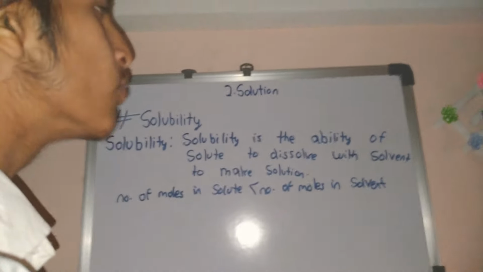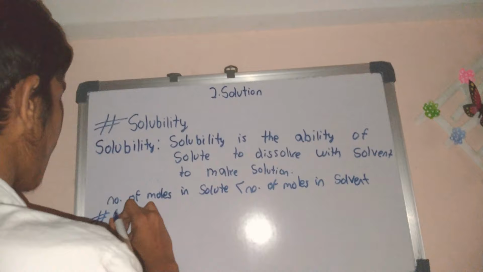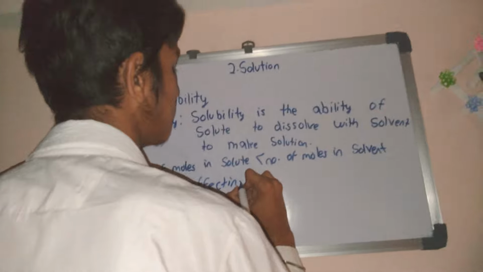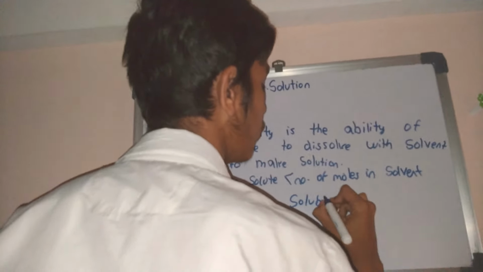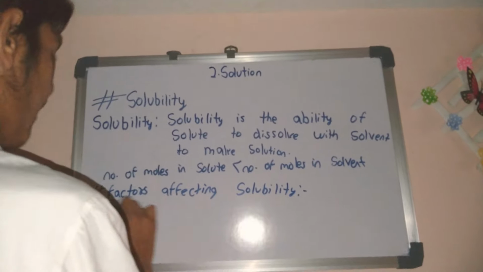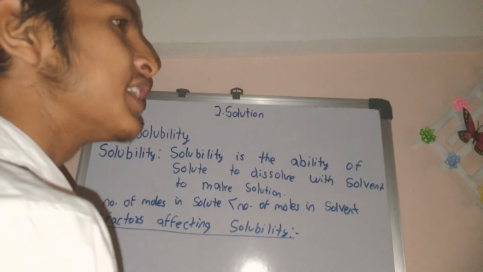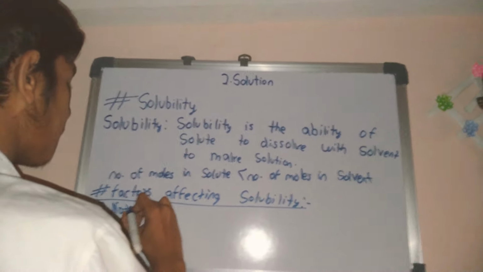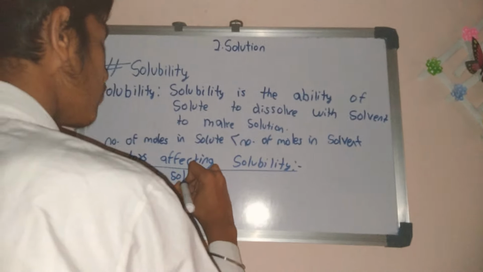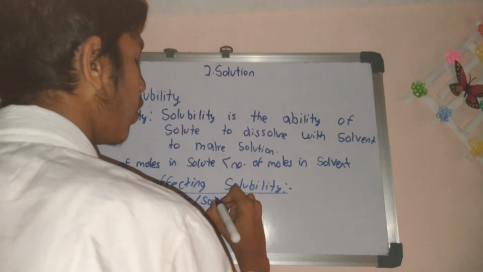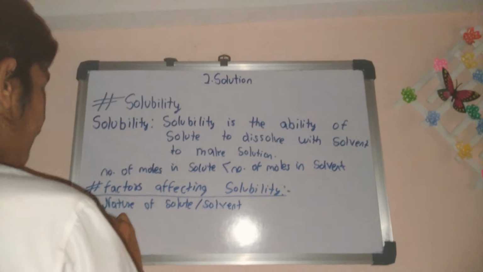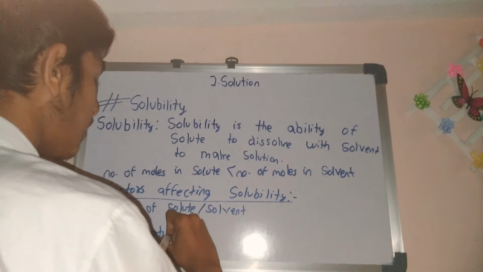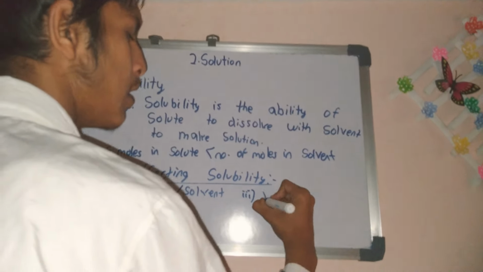So now we will be looking at the factors affecting solubility. So basically there are three factors which affect the solubility. First one is nature of the solute or solvent. The second one is the temperature. And the third one is pressure.